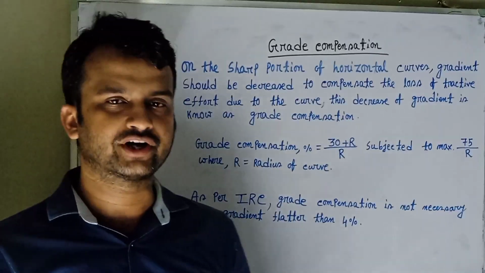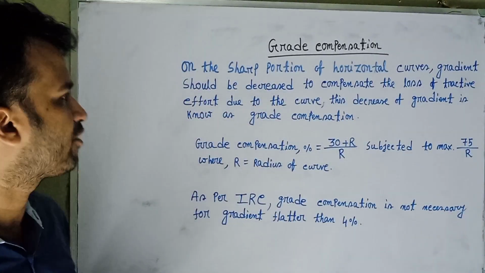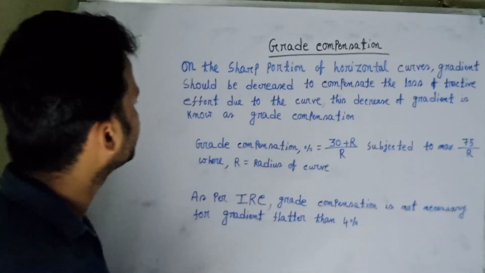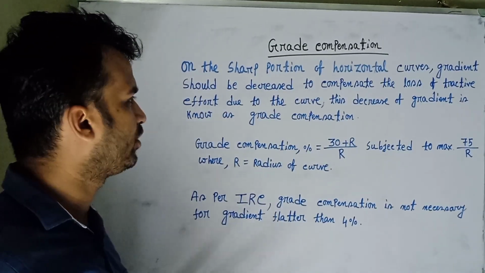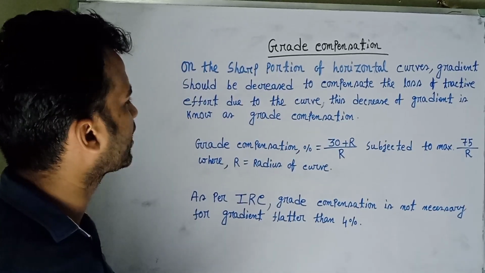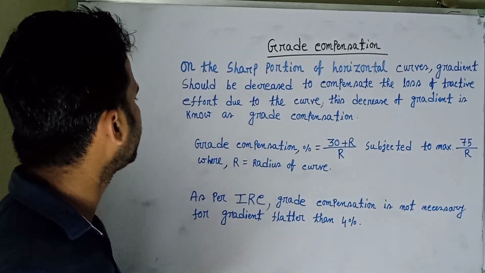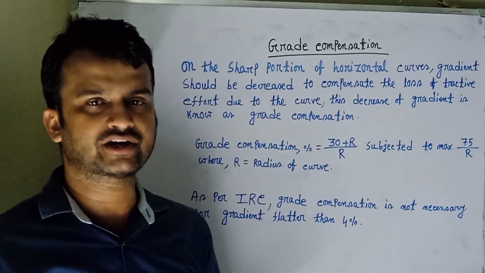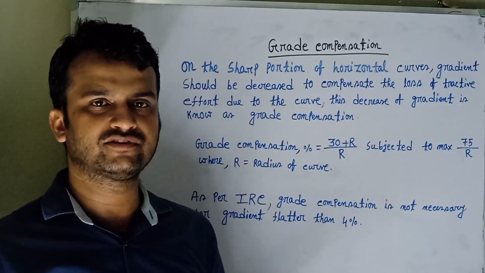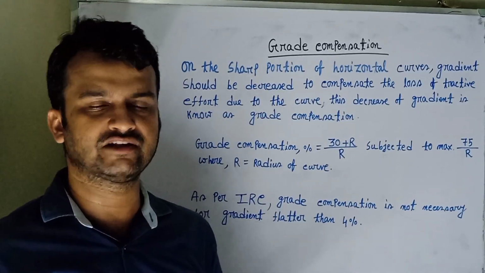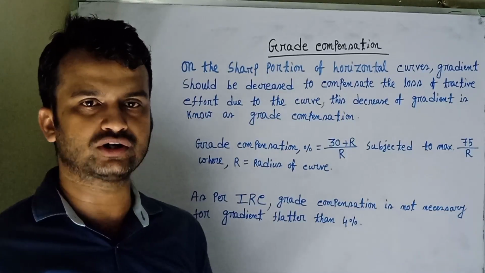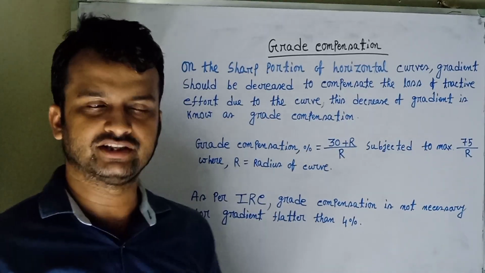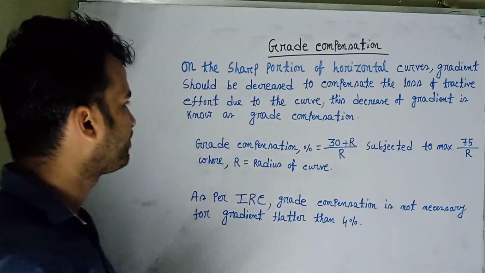Next, we will discuss grade compensation. What is grade compensation? On the sharp portion of a horizontal curve, the gradient should be decreased to compensate for the loss of tractive effort due to the curve. This decrease of gradient is known as grade compensation. When a road has a curved portion, there is a tractive effort loss in the vehicle. So to compensate for that loss, we need to decrease the gradient of the road. This is known as grade compensation.